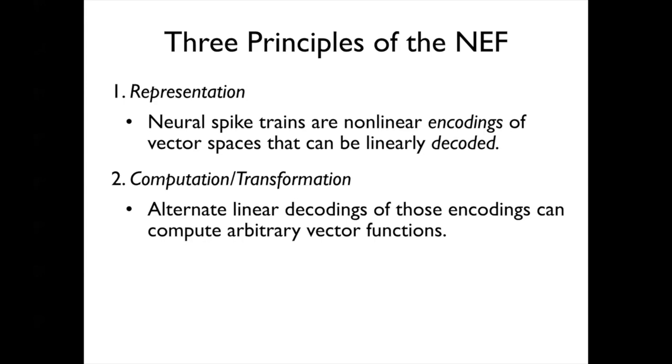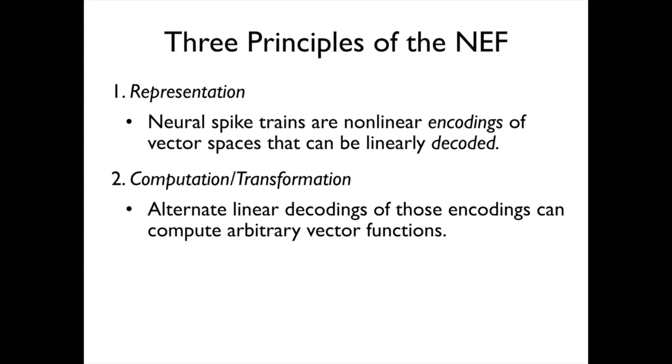Nevertheless, the NEF is suggesting that we can do linear decodings of those inputs to compute functions of those inputs, right? So for example, I've got my XY vector space, I put it in, I get a bunch of neural spikes, and then I weight those spikes in some different kind of way, right? So this is the alternate linear decoding. And in so doing, I can compute whatever function I want of that original vector space.